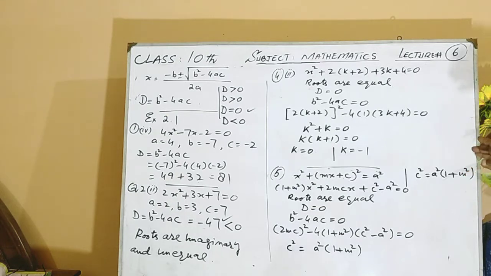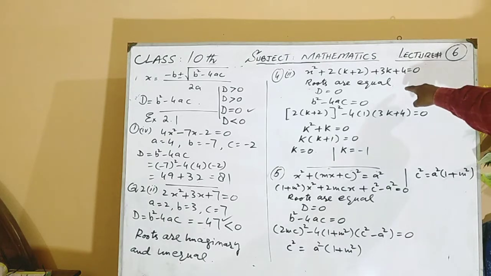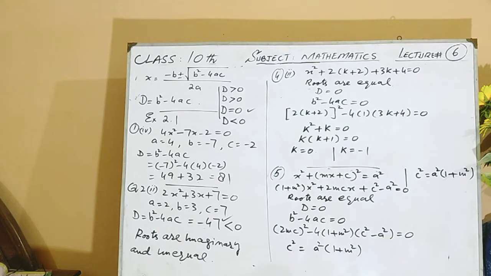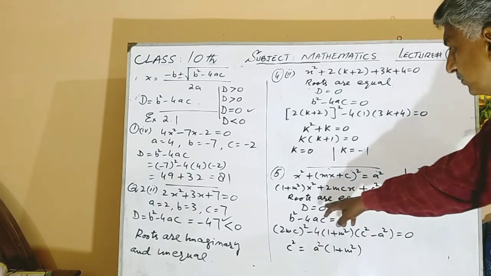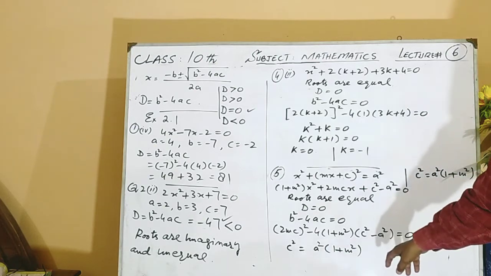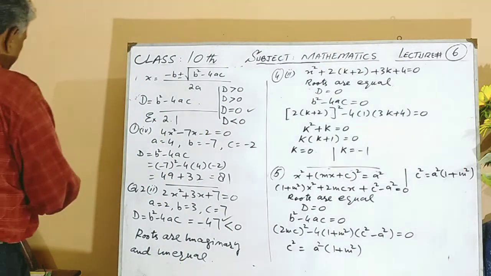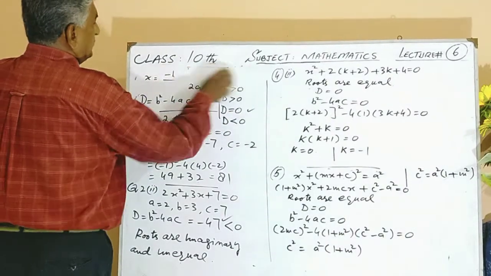Okay, my dear students? So we have discussed the nature of roots, and then we used this concept that if roots are equal, then we can find the value of the unknown. If the nature of roots is given and we have to find some required condition, then with equal roots, we have found the required condition. Now in another question, again you will see a different situation.